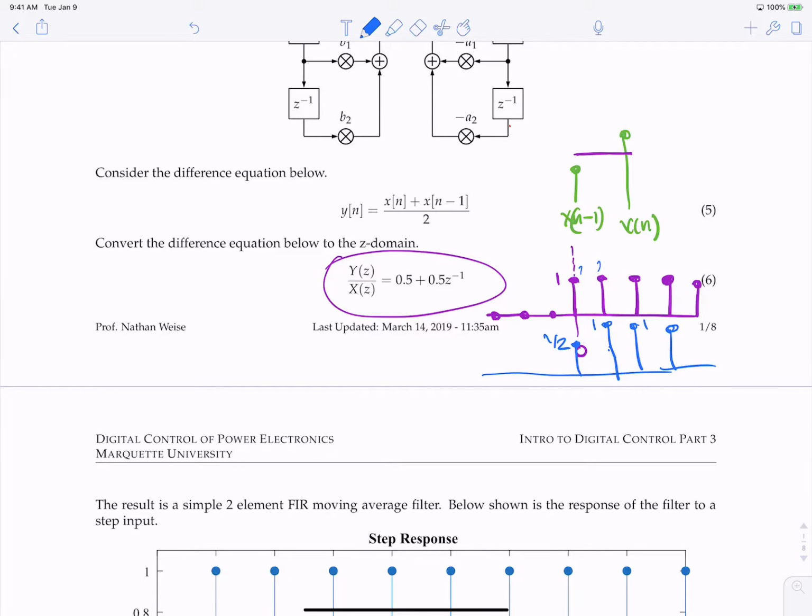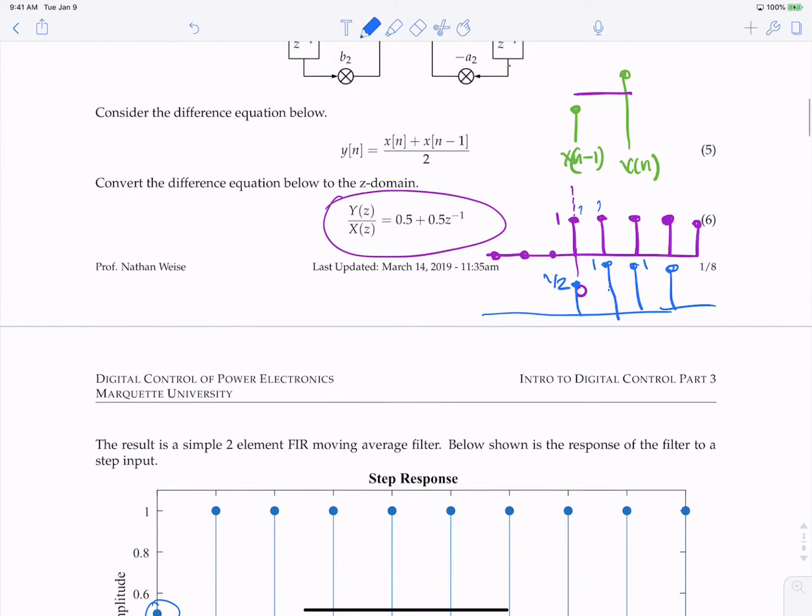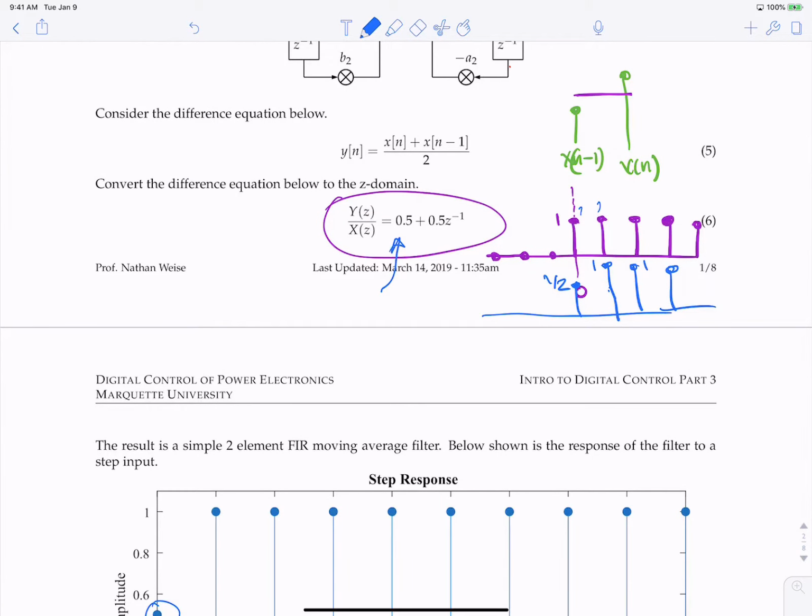All right, so down here on the next page, what I've done is simulated this quickly in MATLAB. You can see at time 0, this is the first term due to averaging 1 and 0 and dividing by 2. You can see we have our 0 there, and then the rest of them are 1. So this difference equation, or this filter, is as simple as it gets. A 2-point moving average. This will go on for all time.